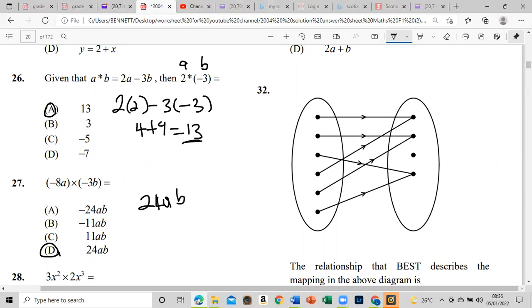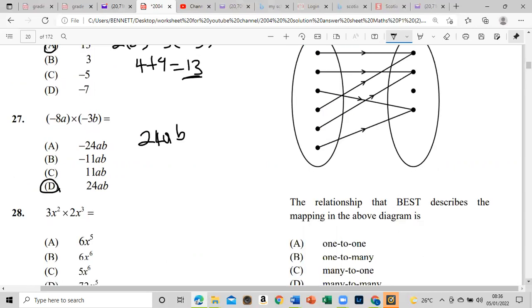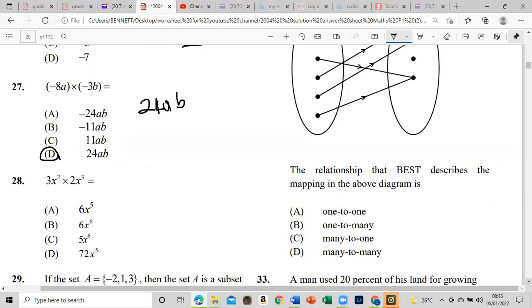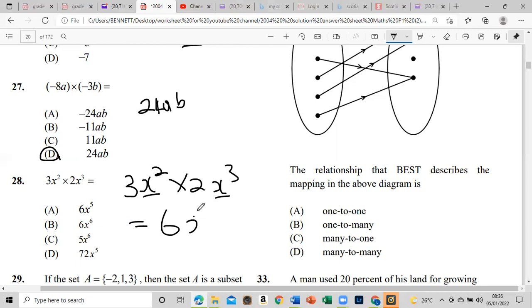Let's move on to 27. 3x squared times 2x cubed is equal to, so first, I'd like to show you guys this set of stuff. I'm just going to go to the answer. Alright, so add the powers, and the base is the same, so it would be 2 plus 3.